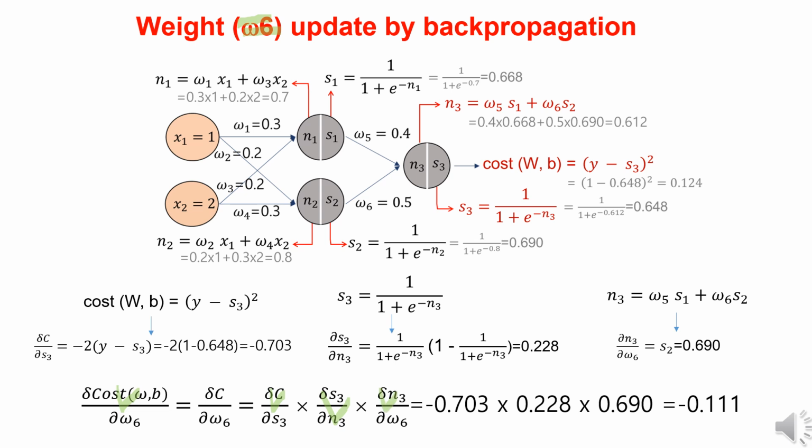The partial derivative of the cost function with respect to S3 is negative 0.703. The partial derivative of S3 with respect to N3 is 0.228. Finally, the partial derivative of N3 with respect to omega 6 is 0.69. By multiplying these three values together, we get negative 0.111.